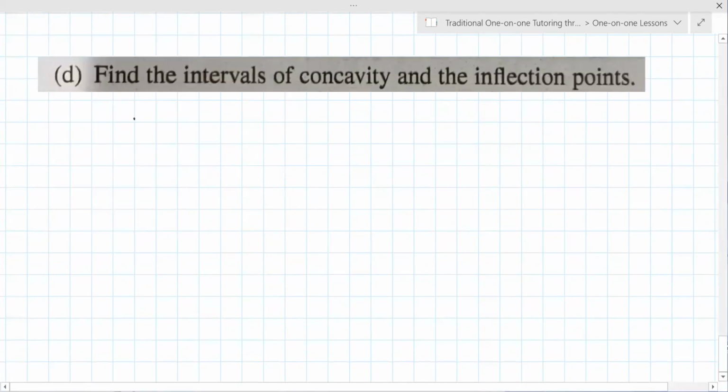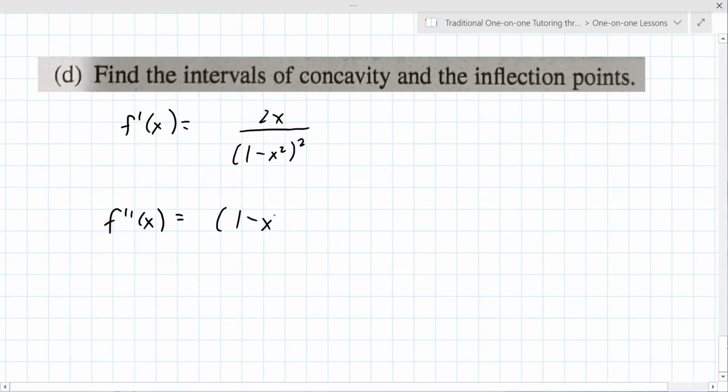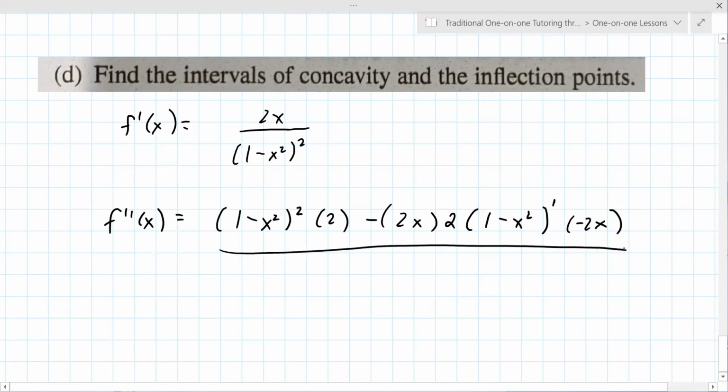Okay, so our first derivative is 2x over (1 minus x squared) squared. So your second derivative is the bottom function, (1 minus x squared) squared, times the derivative of the top, 2, minus the top times the derivative of the bottom. So the derivative of the bottom is 2 times (1 minus x squared) to the power of 1. Then you have to take the derivative of the inside function, which is minus 2x, all over (1 minus x squared) squared. You square it again, so you get a power of 4 here.